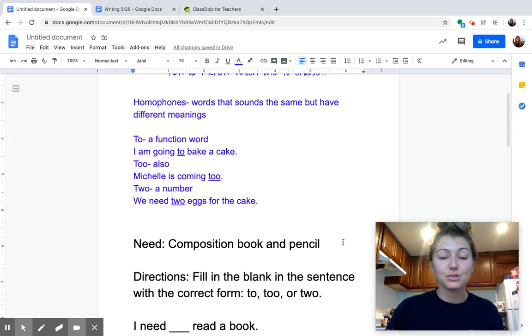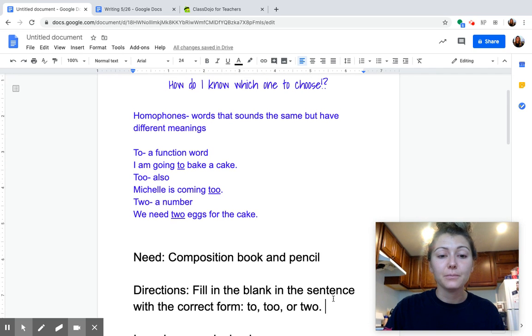Let's get into our work for today. You're going to need a composition book and a pencil. And our directions are that we're going to fill in the blank in the sentence with the correct form: to, too, or two.